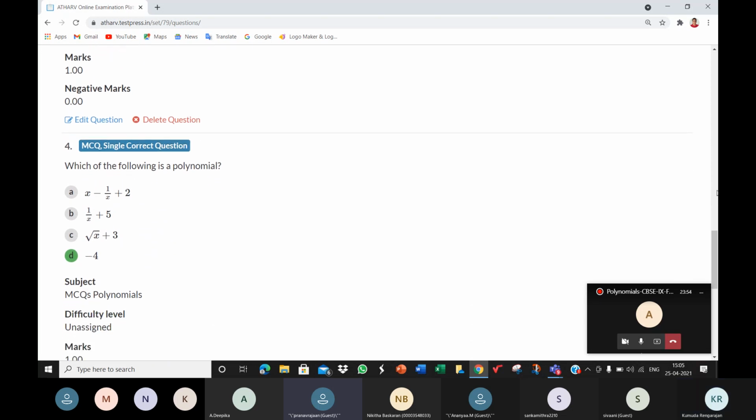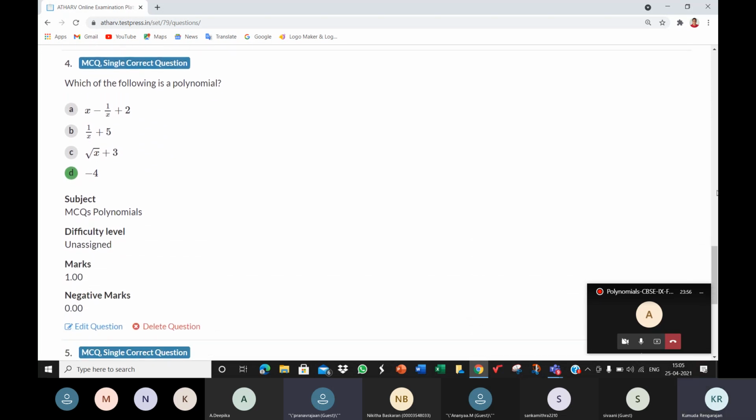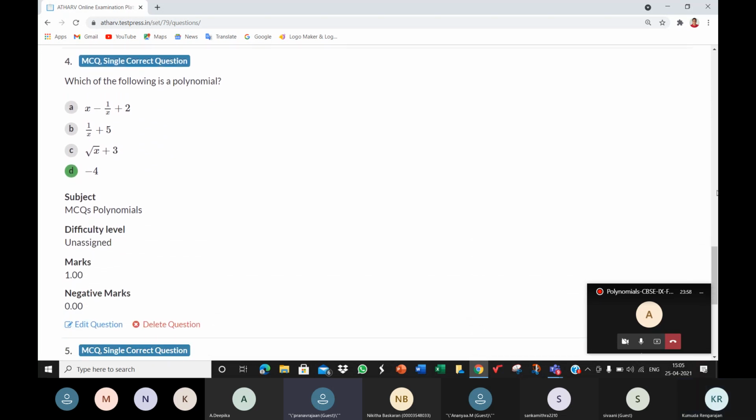Ma'am, which of the following is a polynomial? Yeah, the fourth one. Ma'am, A is not a polynomial because x minus 1 by x, ma'am. 1 by x, so when x goes up, it becomes x to the power minus 1. Perfect. Okay. So the first one is not a polynomial. Second one, same thing. Same, ma'am. Yeah. Third one?